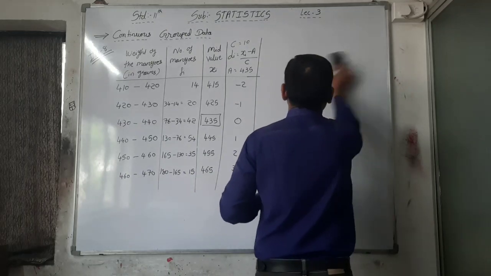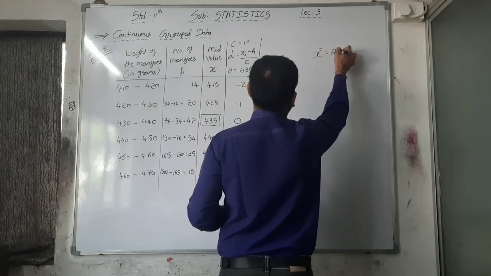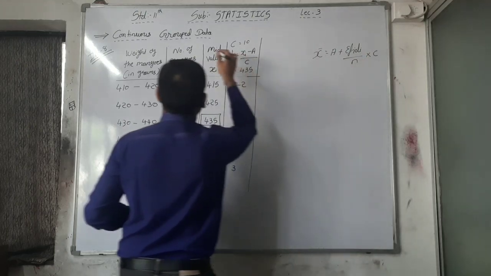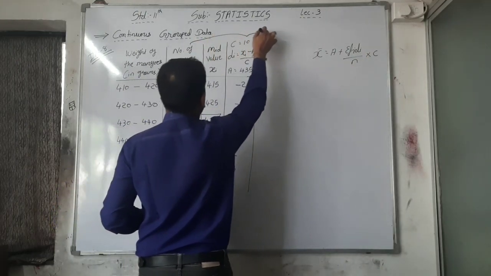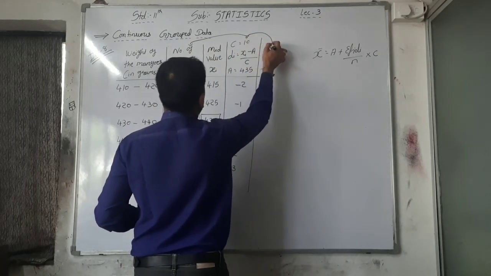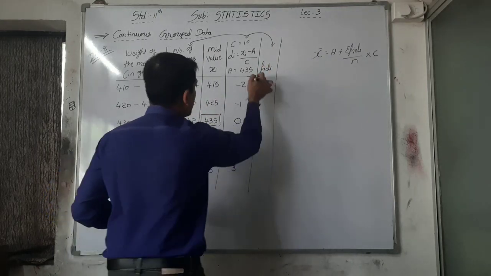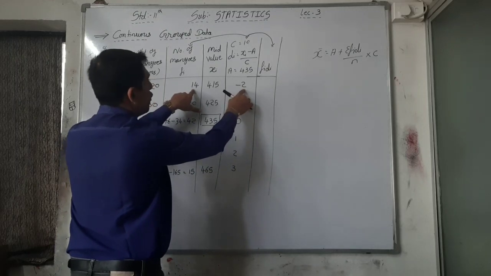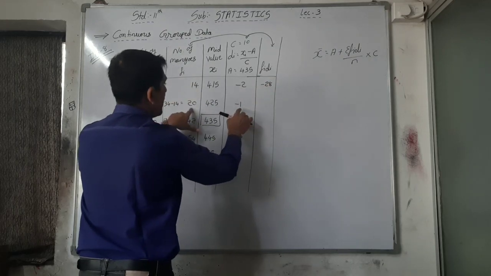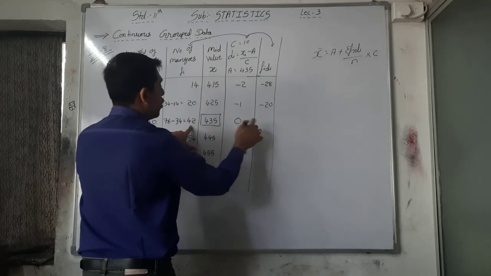Now, the formula: x bar is equal to a plus sigma fi di upon n into c. So first of all, we want fi into di, the multiplication of these two. What is the multiplication here? 14 into minus 2, that is minus 28. 20 into minus 1, that is minus 20. 42 into 0, that is 0.